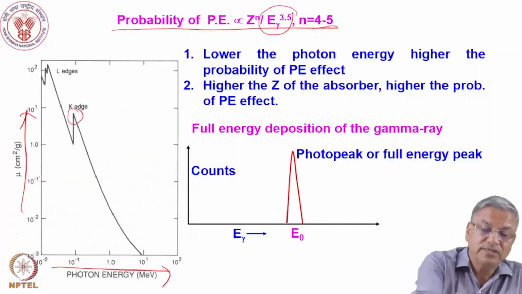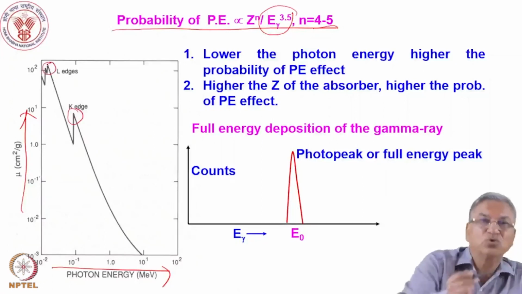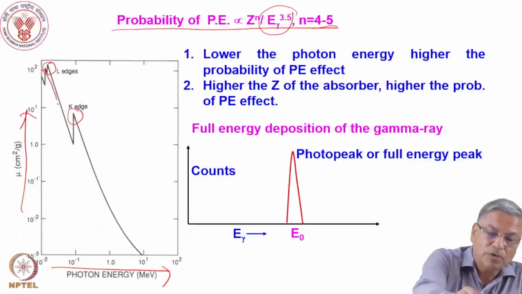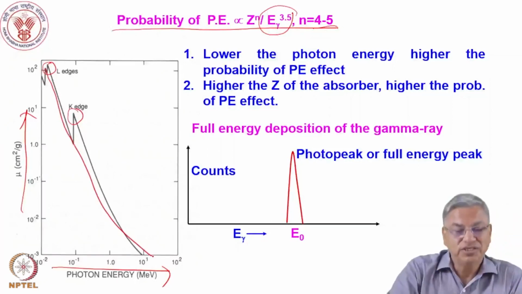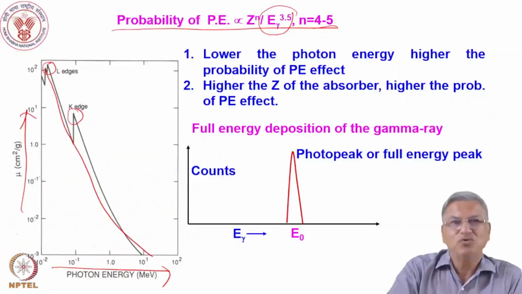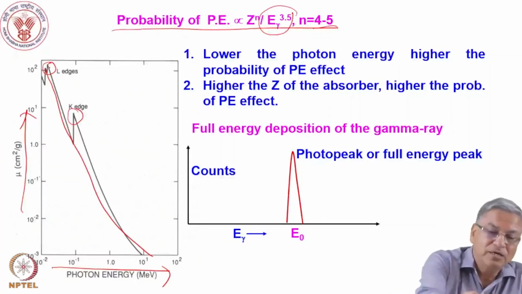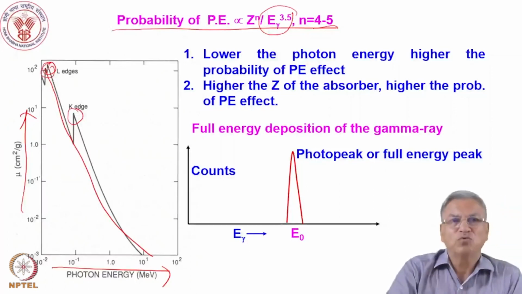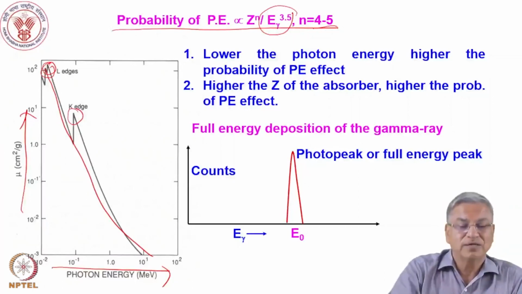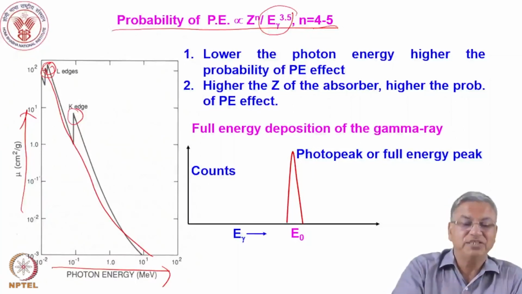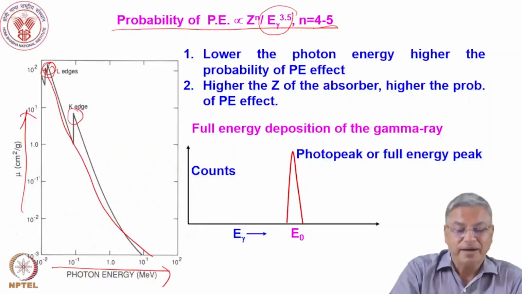So this is the K edge, this is the L edge, and so on. In general, the cross section should come down with energy, but whenever the photon energy matches the K shell binding energy, there is a jump in the cross section for the photoelectric effect. Similarly, whenever the energy of the photon is close to the L shell binding energy, there is a jump in the cross section. And so the cross section for the photoelectric effect will have edges at the respective shell binding energies.